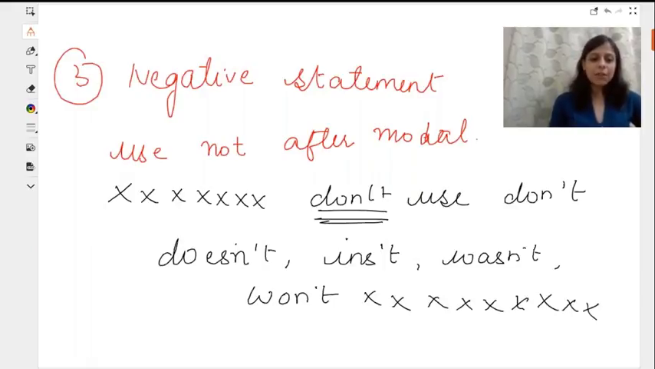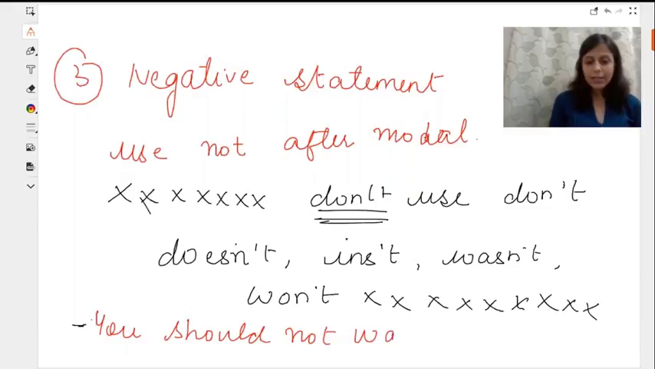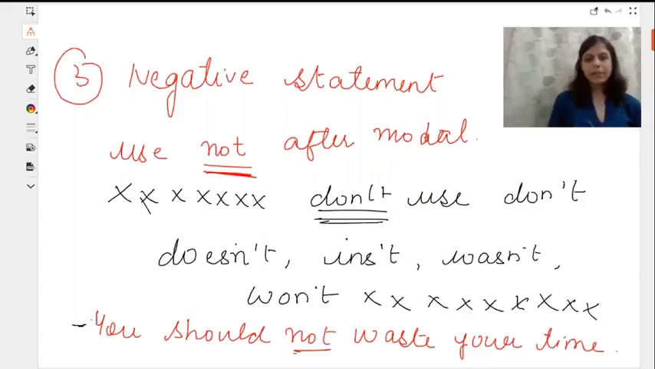So let's frame it in a sentence, and then I'll justify my statement. Let's say I have to make a comment: "You should not waste your time." Right? So I have used "not" in the sentence. After the modal, I have used the word "not," right? I have not used any of these words that I have said a big no to.